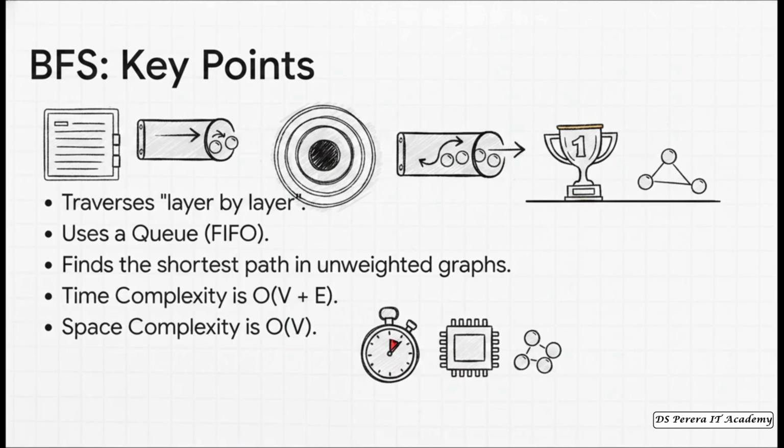So, to wrap up our deep dive, if you're going to remember anything, remember these 5 crucial points. First, its signature move is that it traverses layer by layer. Second, its essential tool is the queue, working on that first-in, first-out principle. Third, it is the absolute champion of finding the shortest path in unweighted graphs. Fourth, its time complexity is a very efficient O of V plus E. And finally, its space complexity is O of V. Get these 5, and you've got BFS.